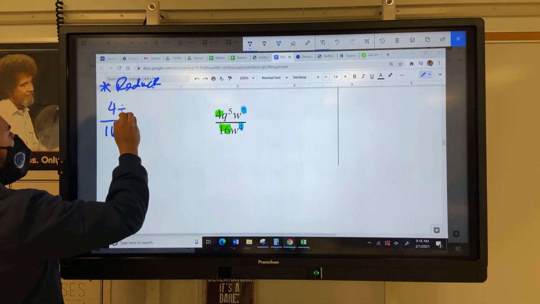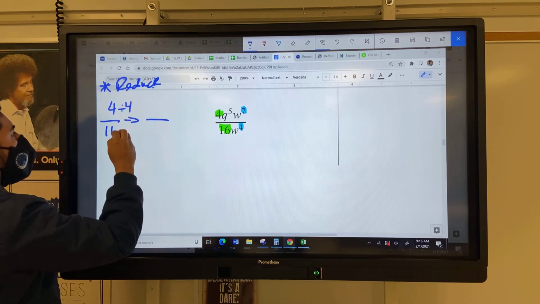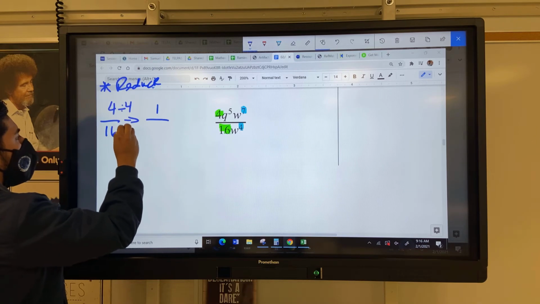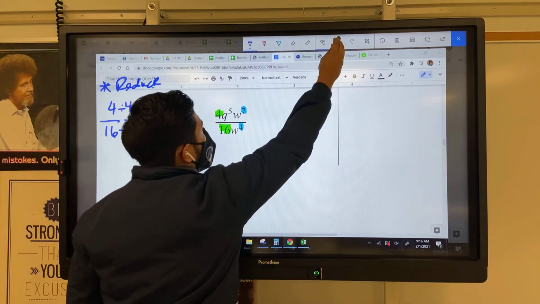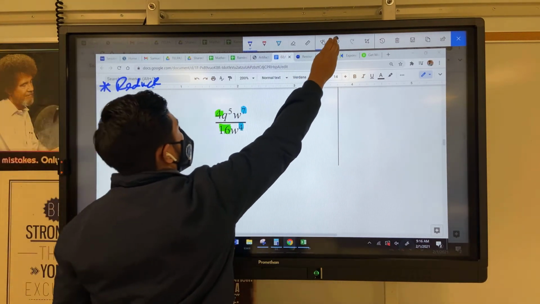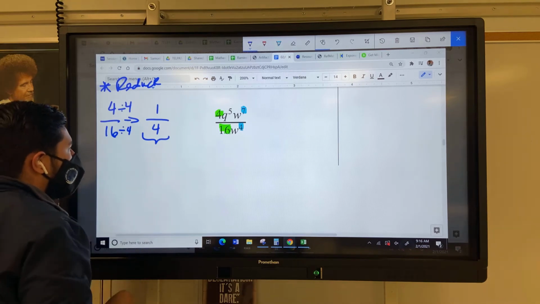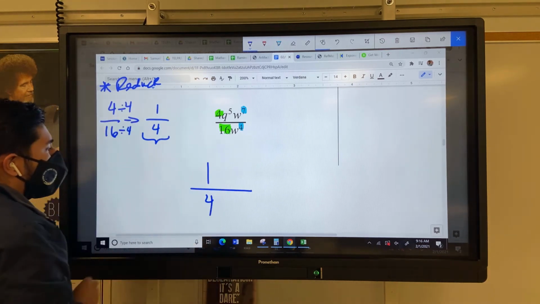4 divided by 4 gives me 1. 16 divided by 4 gives me 4. Oops, sorry. So I'm going to use this right now. You know, we could already put it. You'll see why I did a little bit bigger.